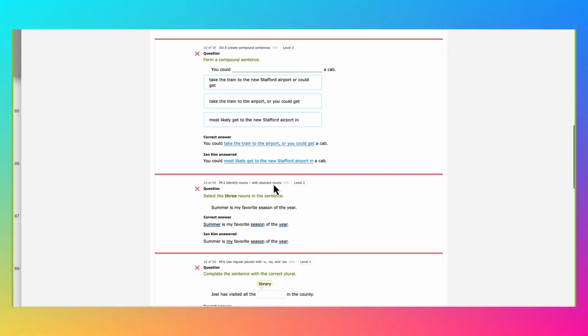So the next one, form a compound sentence. Keep in mind the compound sentence is made of two independent clauses or two independent sentences. And when we say clause or sentence, we mean a subject and verb combo. So, you could blank a cab. You could take the train to the New Stafford Airport, or you could get a cab, versus take the train to the airport, or you could get a cab, or you could most likely get to the Newport Airport in a cab.